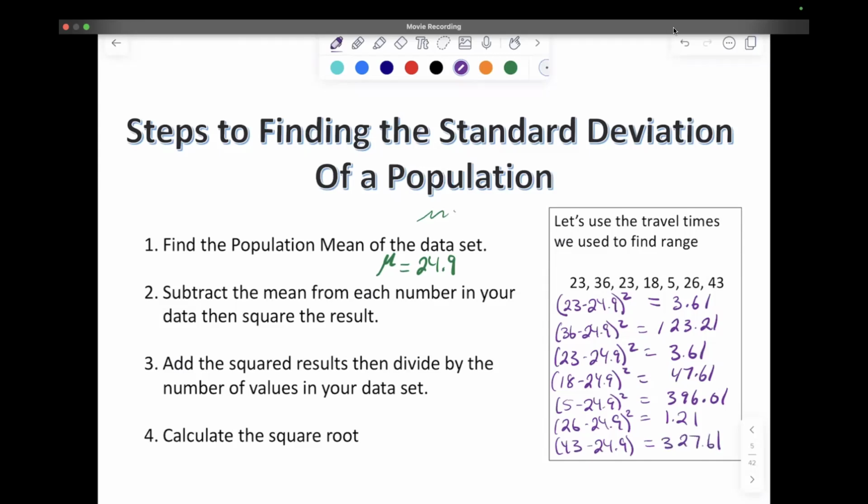Okay. So I took each data value, subtracted the mean from it, and then squared it. Now we're going to add all of these values together and then divide by 7, which is the number of data values we have. So I'm going to add all of these together.